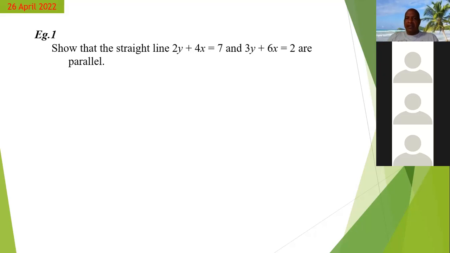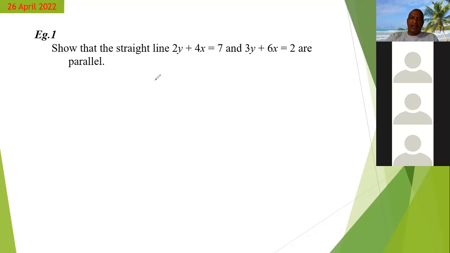So it takes a little bit of transposing, which unfortunately we'll be looking at next week. However, just to give you a general idea, transposing is really similar to solving an equation. If you are making y the subject, it means that everything else has to go on the other side of the equation.